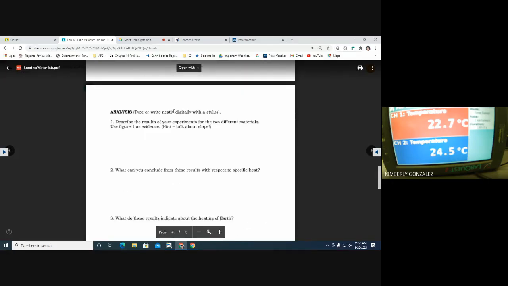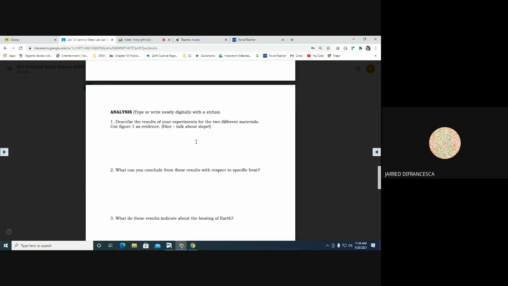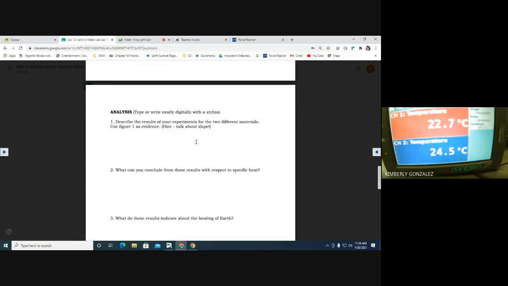Cross off where it says written neatly. Just cross this off right here. Just write typed out only. Okay, right? Answers are typed out. Where is that? It's the last 2 pages. It's the analysis questions.